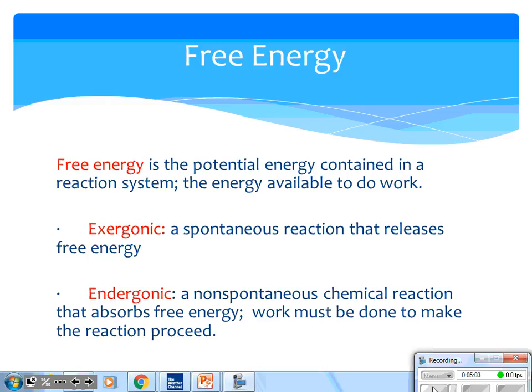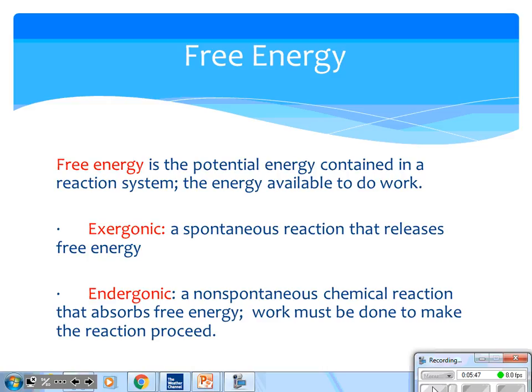Okay, free energy is the potential energy contained in a reaction system. The energy that is available to do work. We have two different types that relate to whether it's a spontaneous or a non-spontaneous reaction. The first type is an exergonic reaction. Once again, you see that EX and you think what? Outside, leaving, exiting. Exergonic is a spontaneous reaction that releases free energy.